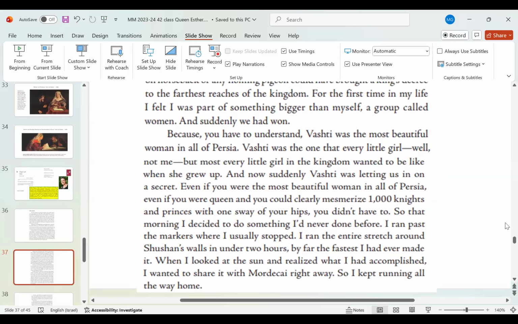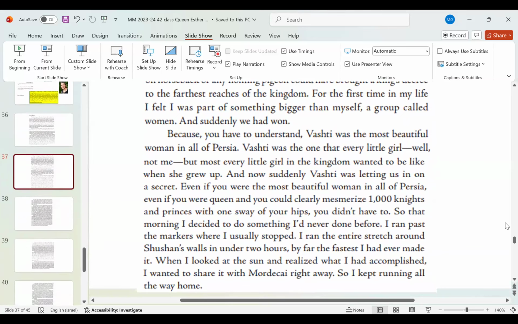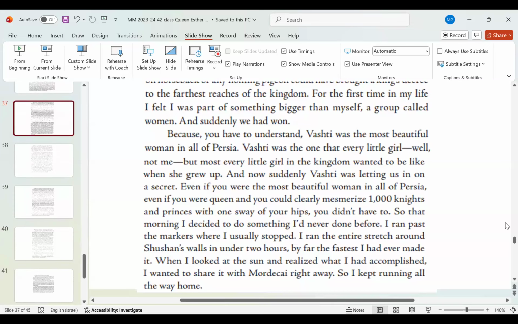Because you have to understand, Vashti was the most beautiful woman in all of Persia. Vashti was the one that every little girl, well, not me, but most every little girl in the kingdom wanted to be like when she grew up. And now suddenly, Vashti was letting us in on a secret. Even if you were the most beautiful woman in all of Persia, even if you were a queen and you could clearly mesmerize 1,000 knights and princes with one sway of your hips, you didn't have to.